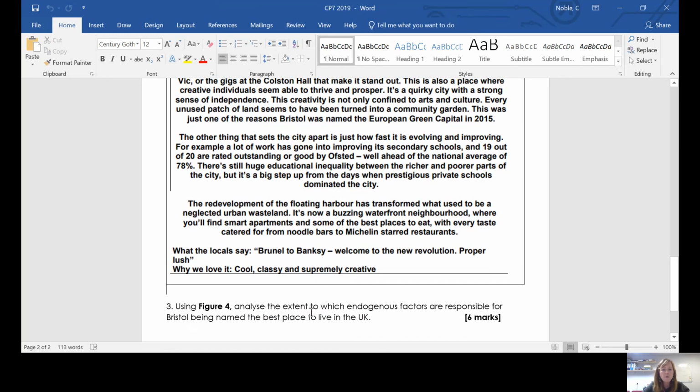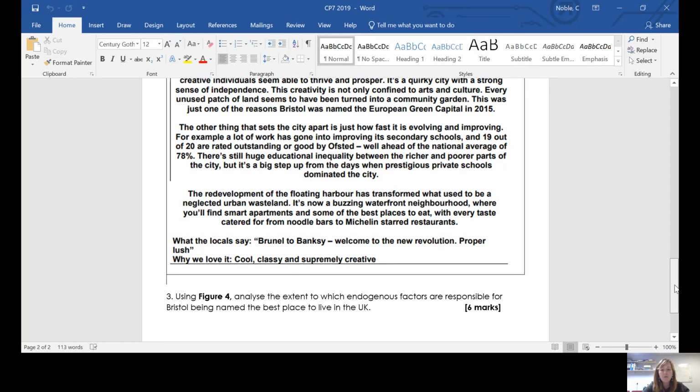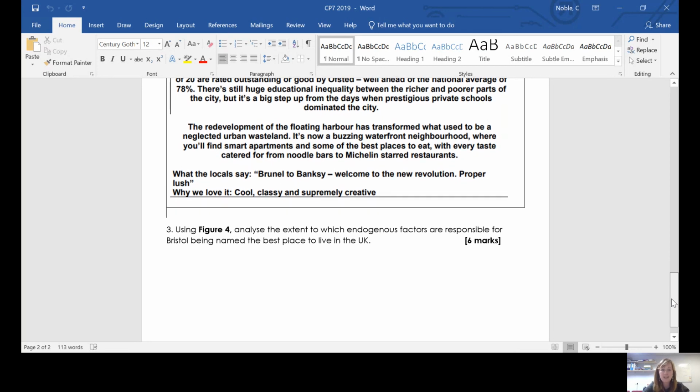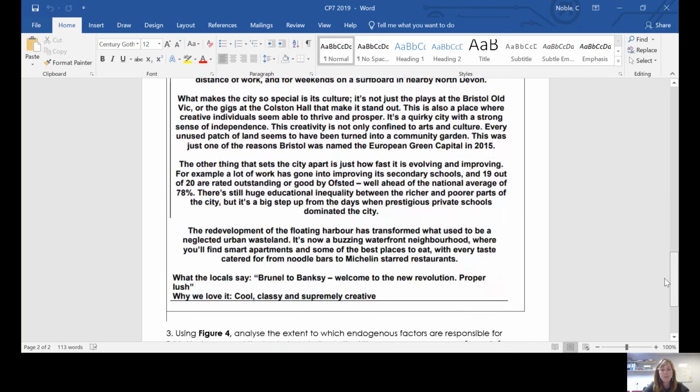But you've also got to question to what extent these changes to Bristol, and in particular the investment in the city, are also dependent on exogenous factors. Think about how money and investment may have been a kind of prerequisite for some of these changes to the city that have made it so utterly successful, at least in the article's mind.